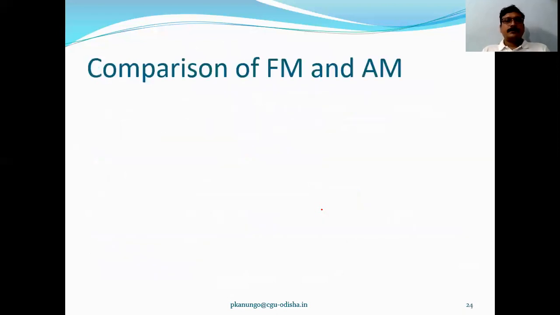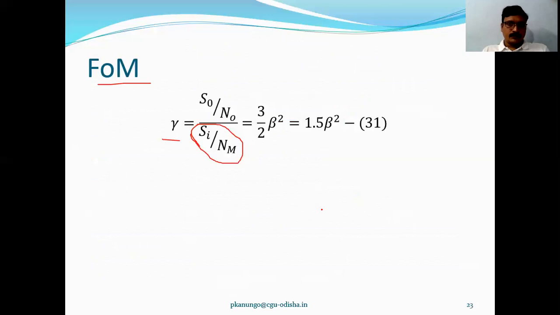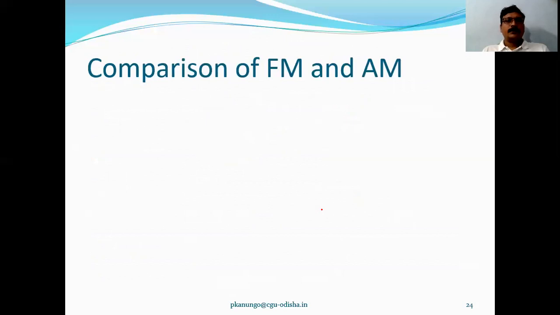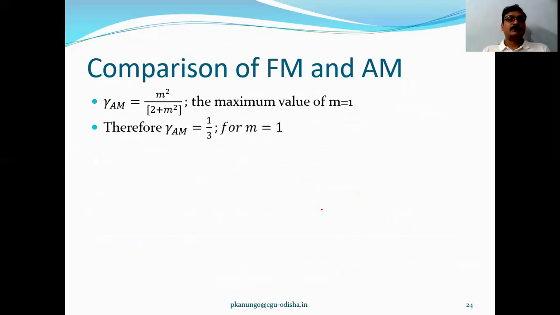So the figure of merit in an FM system is equal to 3 by 2 beta squared, or we can say 1.5 beta squared. We'll compare the FM and AM signals. The figure of merit of AM is equal to μ squared by 2 plus μ squared, where μ is the modulation index, and the maximum value of μ is equal to 1. Therefore, with the maximum value μ equal to 1, the figure of merit is equal to 1 by 3 for the AM system.